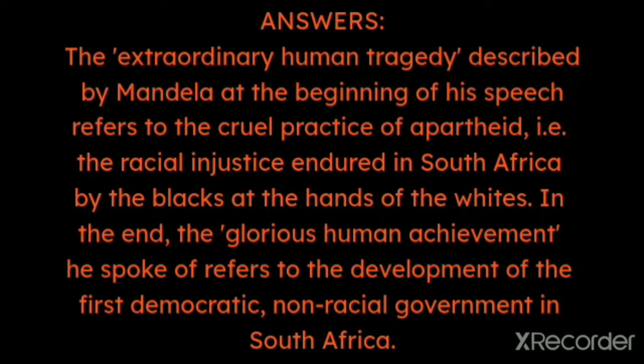apartheid system that was in South Africa, and you know what the apartheid system is. Because of this system, the black people over there struggled so much in the name of race, and endured racial injustice at the hands of the white people. In the end, the glorious human achievement he spoke of refers to the development of the first democratic non-racial government in South Africa.